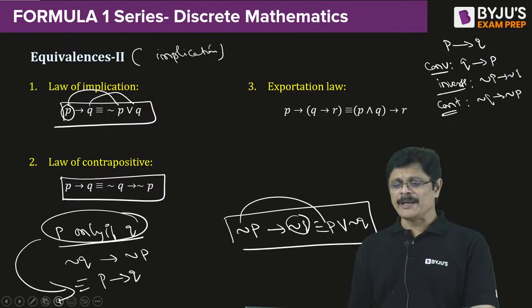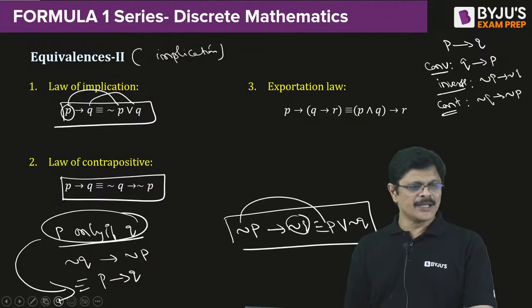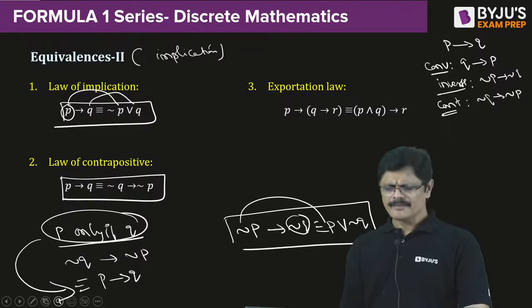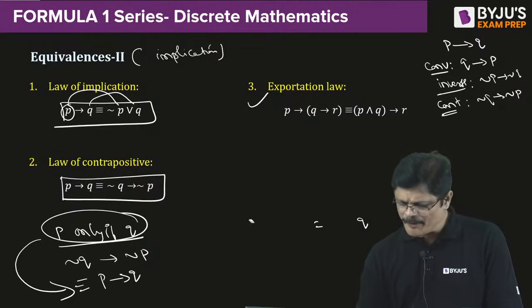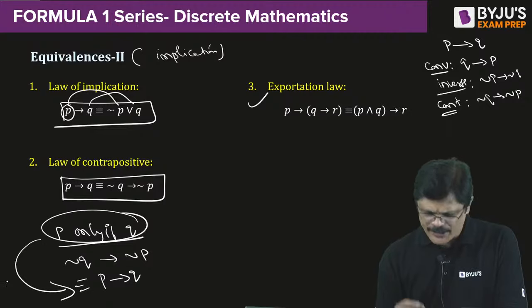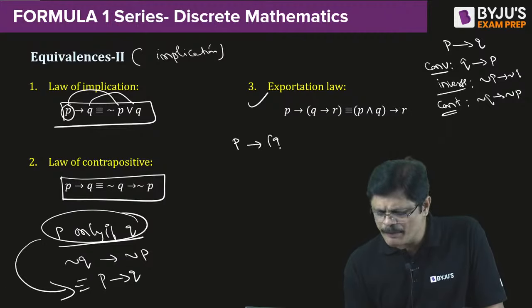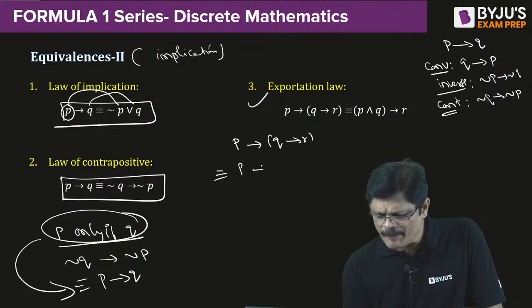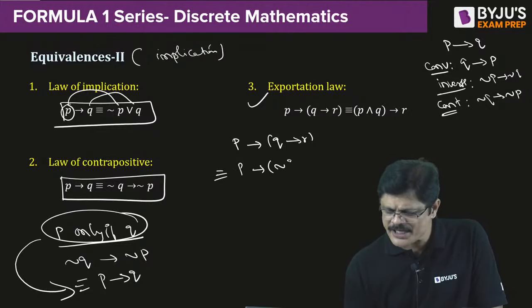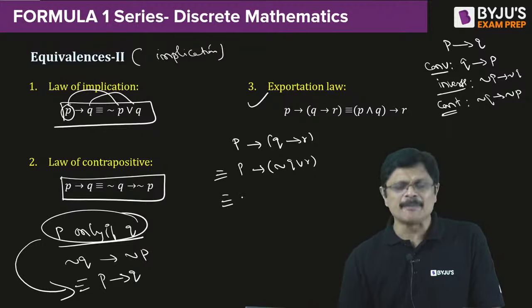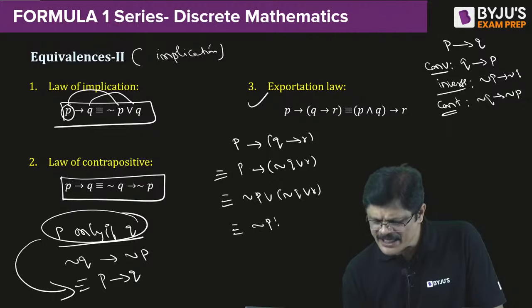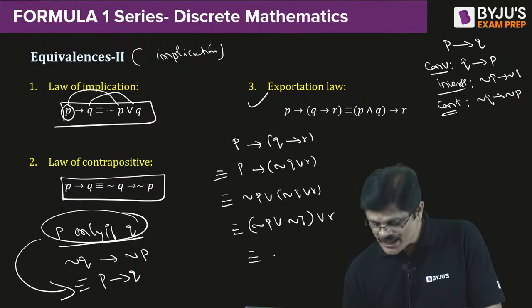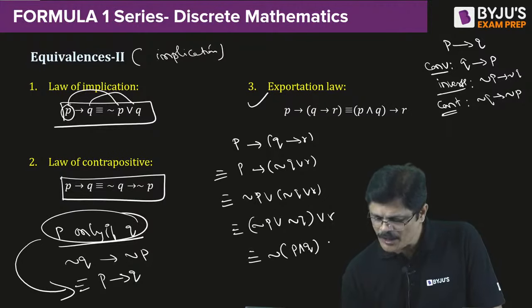And exportation law: P implies Q implies R is equivalent to P and Q implies R, my dear friends. Actually, I generally take this as a problem only. I don't take this as a rule. For me, it is more like a problem. If you have P implies Q implies R, by the law of implication, Q implies R is negation Q OR R. P implies something can be written as negation P OR negation Q OR R. And here, by De Morgan's law, you can write it as negation of P and Q, OR R.